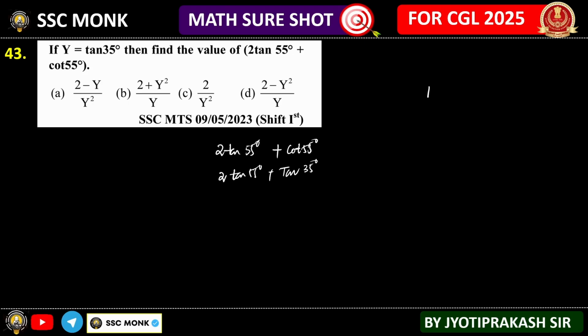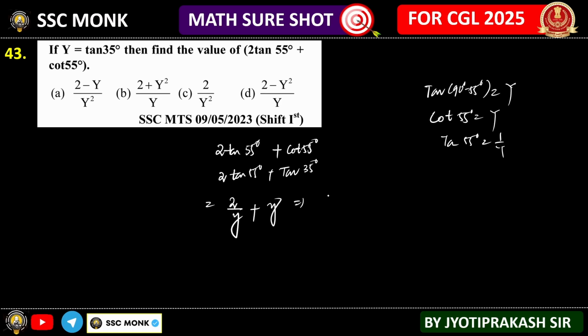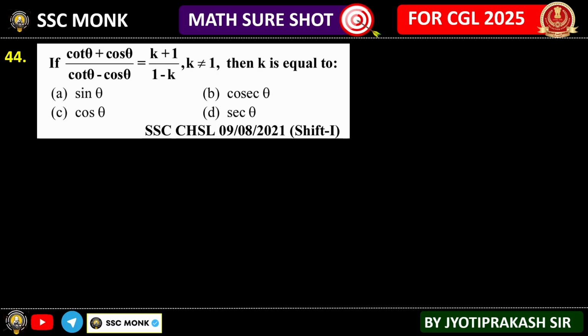Now see, tan (90 minus 55 degree) is equal to y, or it can be written as cot 55 degree is equal to y. So tan 55 degree will be 1 by y. So I can write here 2 by y plus y. Clear? So answer is equal to 2 plus y² by y. Sorted? Next. (cot θ plus cos θ) by (cot θ minus cos θ) is equal to (k plus 1) divided by (k minus 1).